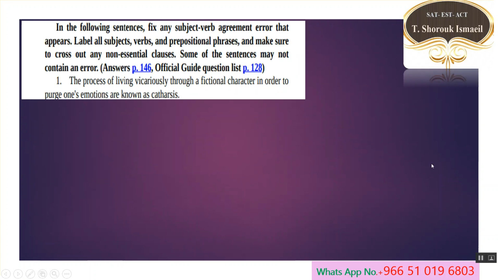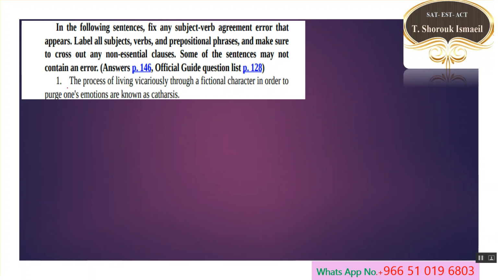You can just write down these annotations to make sure that you have your notes written in front of you. Here, let's have a look at some examples. I have here the process of living. The process of living vicariously through a fictional character in order to purge one's emotions are known as catharsis.